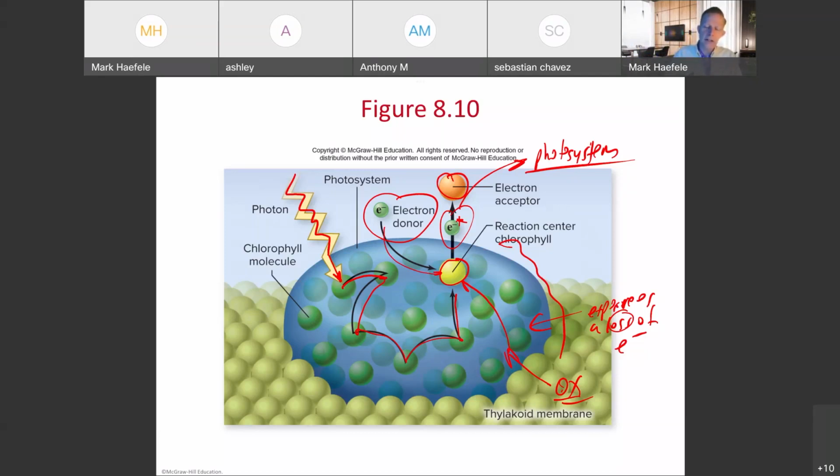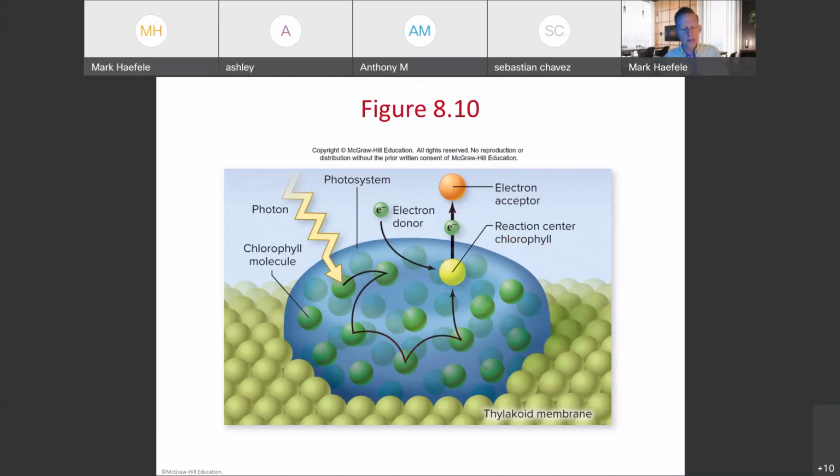The second you lose that electron donor, then you're going to basically run out of juice. You're not going to have an infinite number of electrons to move through the system, and so you're going to basically be dead in the water. So this is how your basic photosystem works.